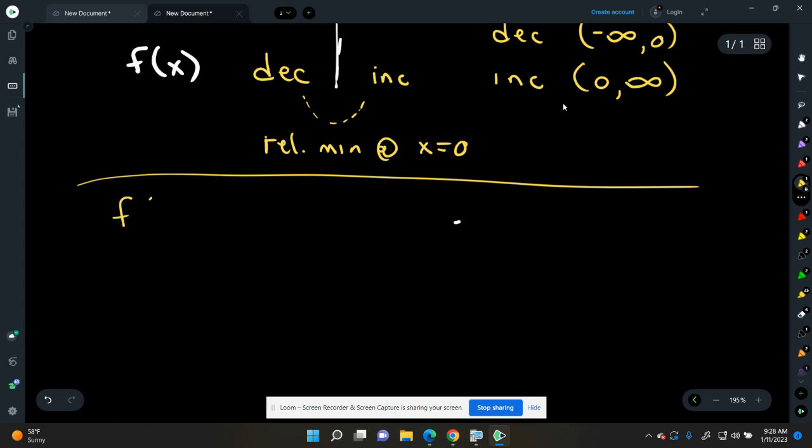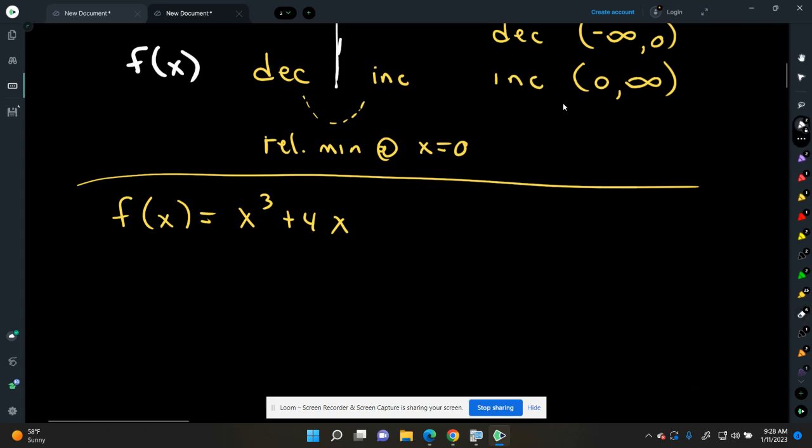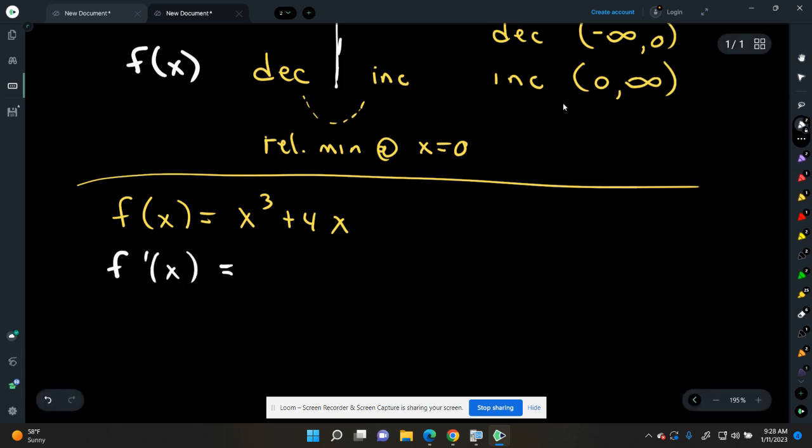We have f of x equals x cubed plus 4x. We're trying to find where it's increasing or decreasing, which means we're trying to find the slope of the tangents. So we're going to do f prime of x. That equals 3x squared plus 4.